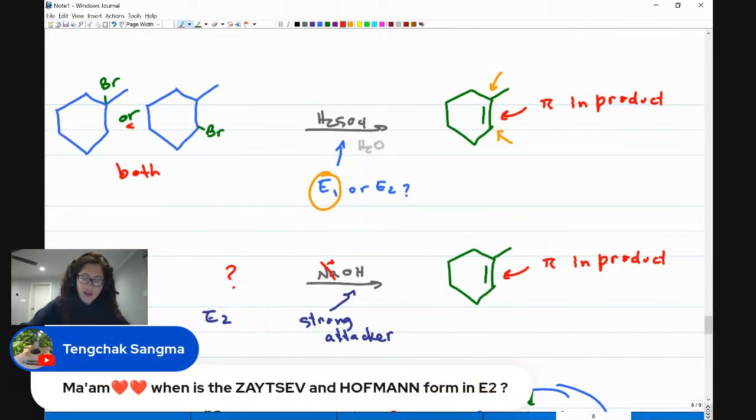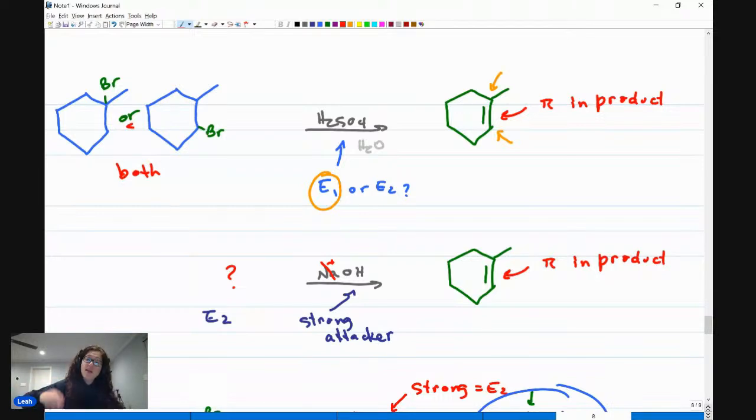When does the Zaitsev and Hoffman form in E2? So Zaitsev's rule tells us more substituted. Unless you're dealing with a big bulky base, which we're not going to have time for today, then you get the opposite of the Zaitsev product.